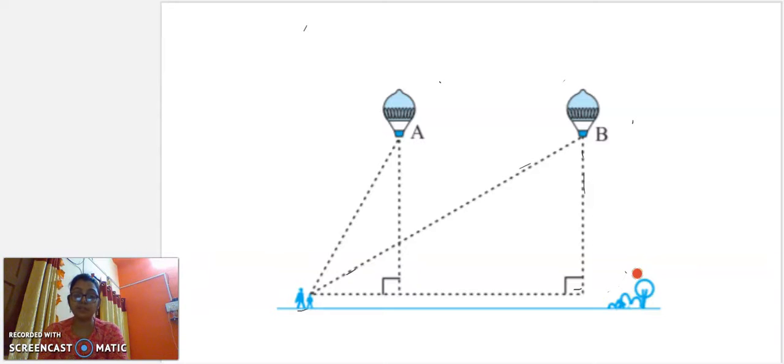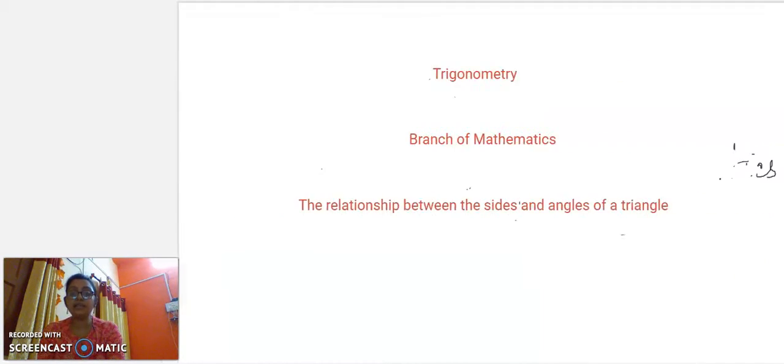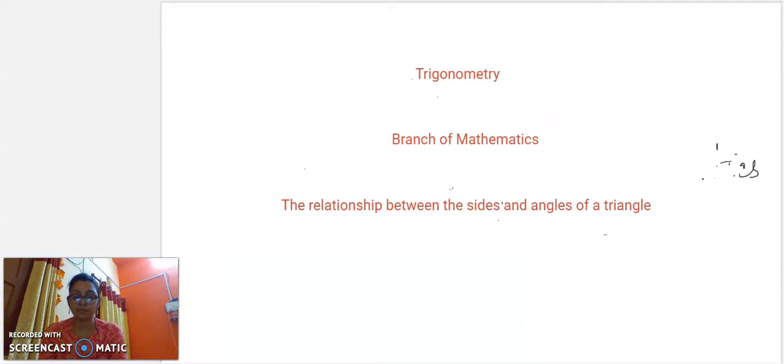It sounds difficult and impossible as well. This is not impossible, children. We will be dealing with such kind of problems in the lesson trigonometry. We would be learning about some mathematical techniques to solve these kind of problems. So let us move ahead and see what is trigonometry.